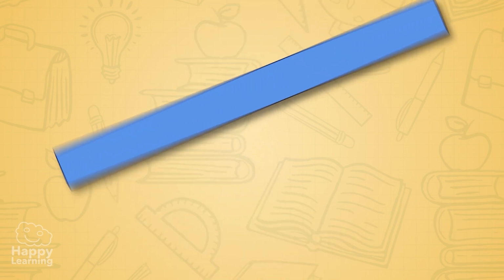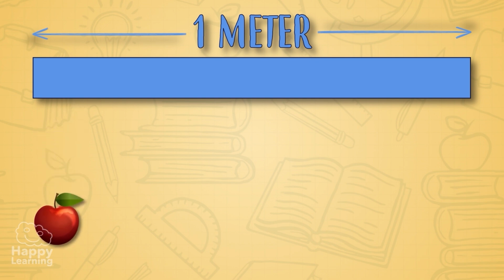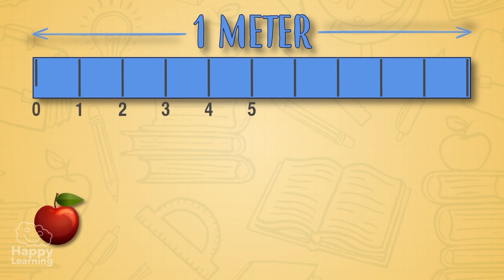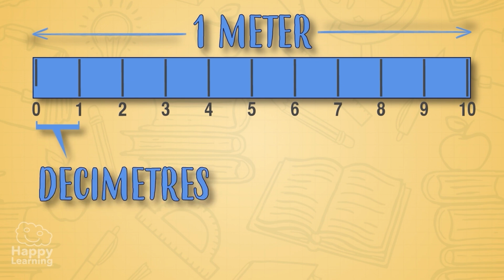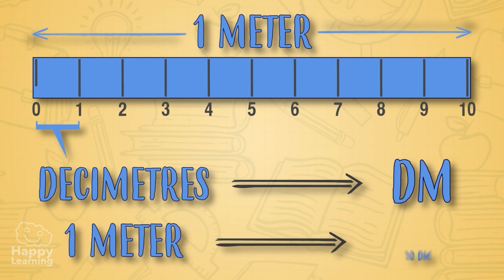But what happens if what we want to measure is smaller than a meter? We need to divide the meter in equal small parts. If we divide a meter in 10 equal parts, we call each of these a decimeter, and we represent it with the letters dm. A meter has 10 decimeters.